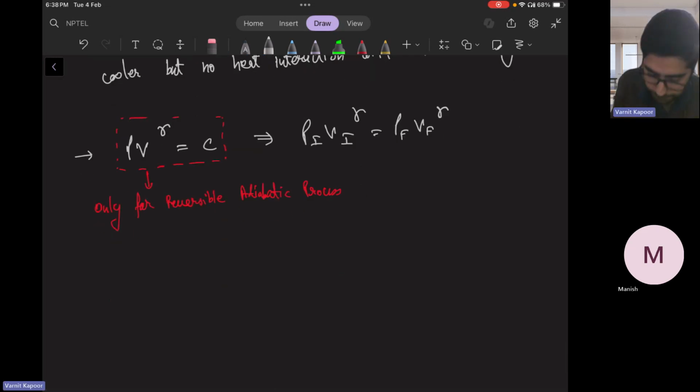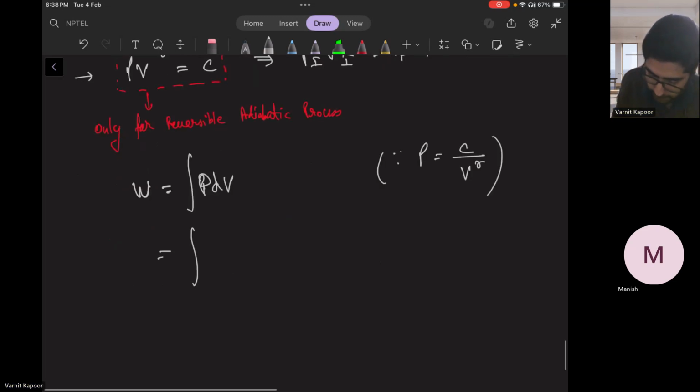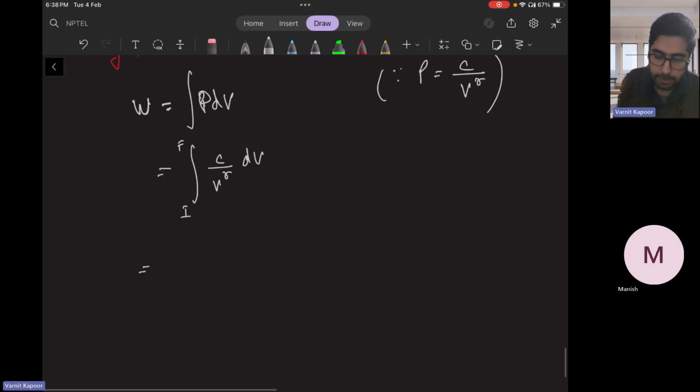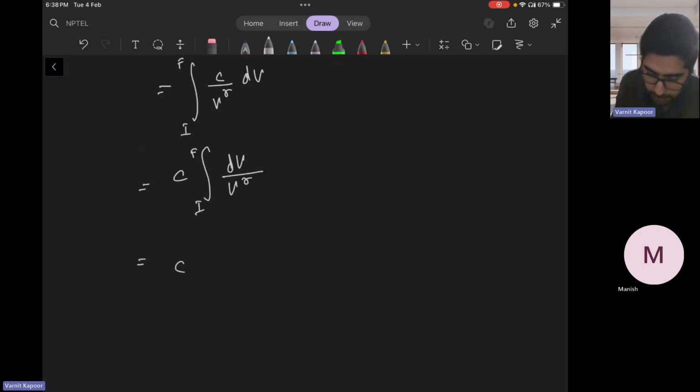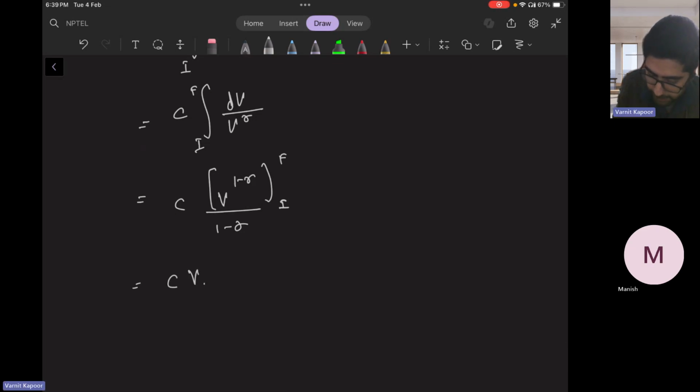Now the expression for the work out of it is, you know that work done for a closed system is PdV. Okay. So from here, since pressure is nothing but constant over volume to the power of gamma, put that from initial state to final state, constant over volume to the power of gamma dV. So that is constant times the integral from initial to final of dV over V raised to the power of gamma. We know the integration of it, very simple from mathematics. So that is V to the power of 1 minus gamma over 1 minus gamma from initial to final. So that is C times V final to the 1 minus gamma minus C times V initial to the 1 minus gamma, over 1 minus gamma.